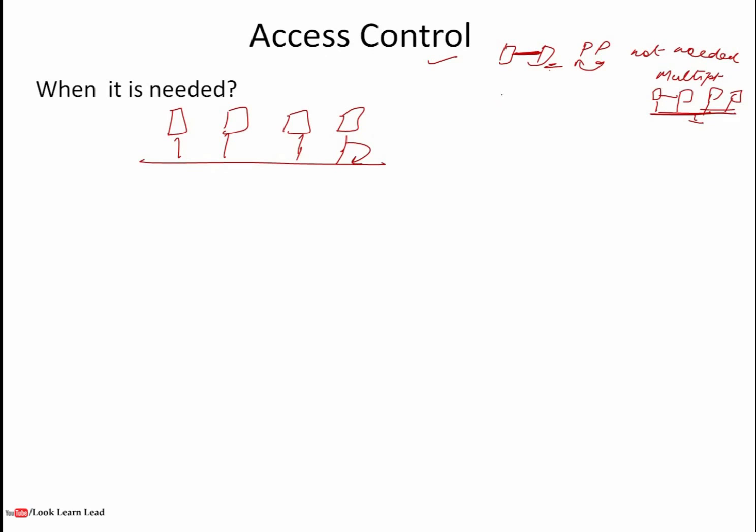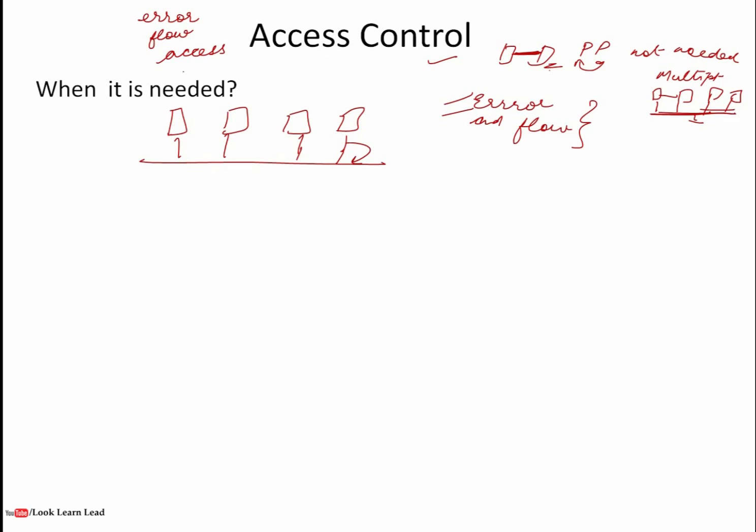In the data link layer we do two more things, that is error and flow control. The data link layer is responsible for these two things also. So there are three main responsibilities of the data link layer: error control, flow control and access control.